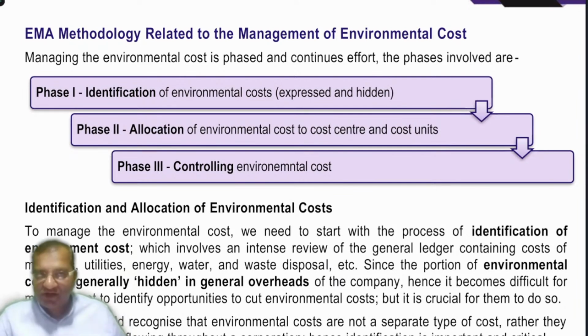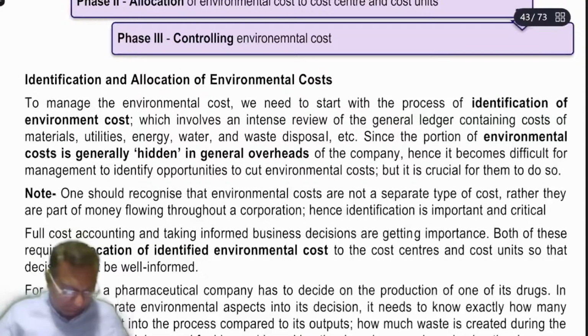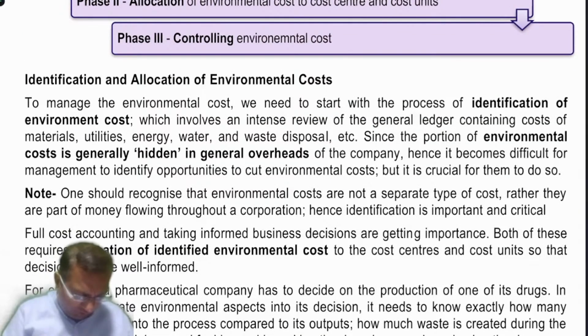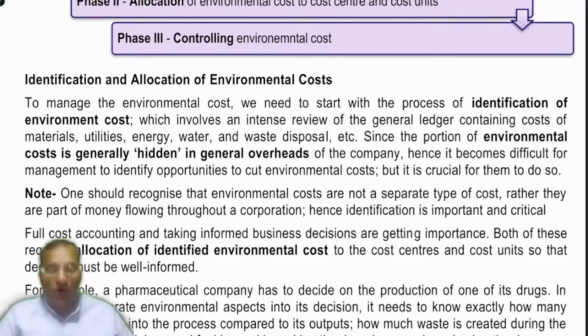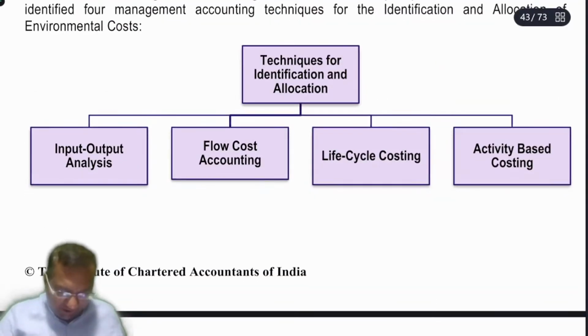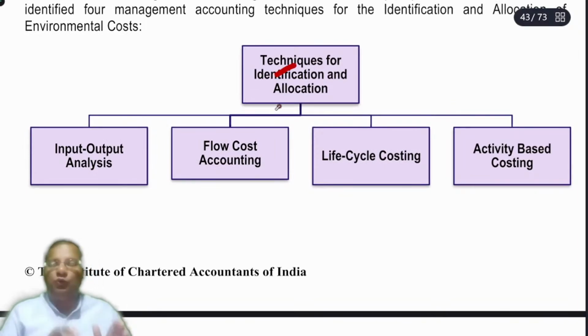How many stages are there? There are total three stages. The first stage is related with identification of environmental cost. The second stage is related with allocation of environmental cost. The third stage is related with controlling the environmental cost. Okay. So first of all, the topics are phase one identification and phase two allocation of environmental cost. So these are the topics: how to identify and allocate the environmental cost.